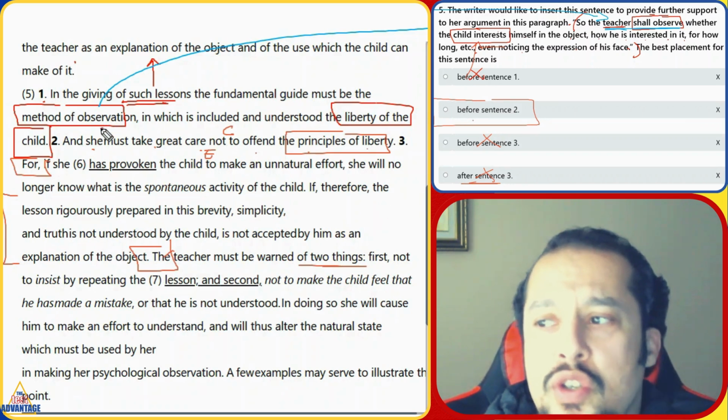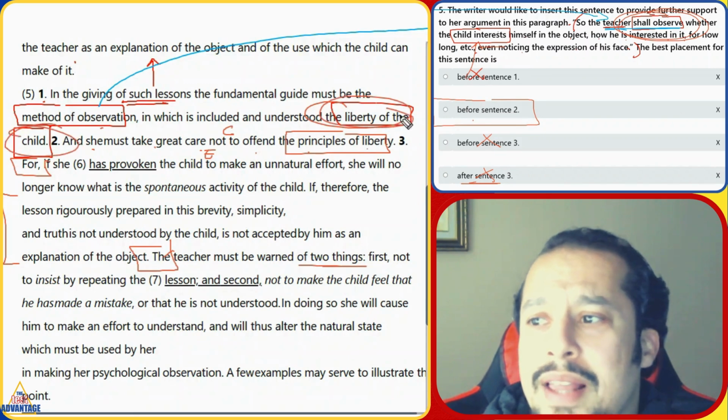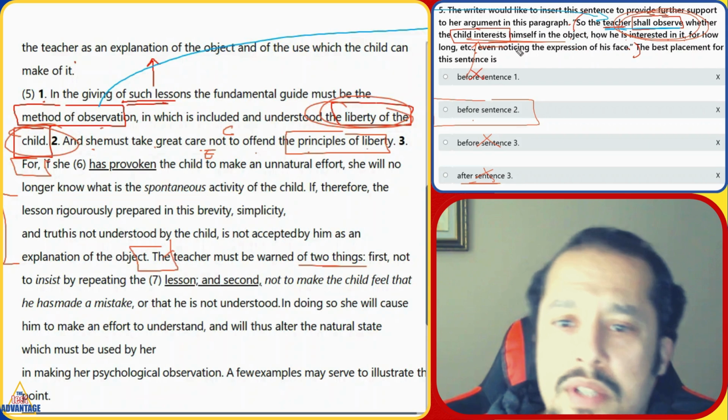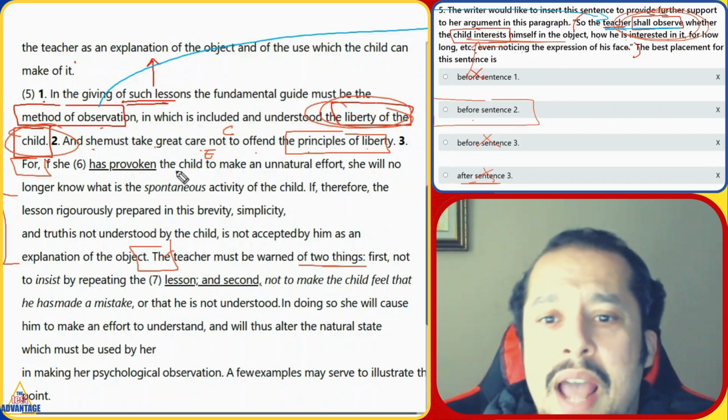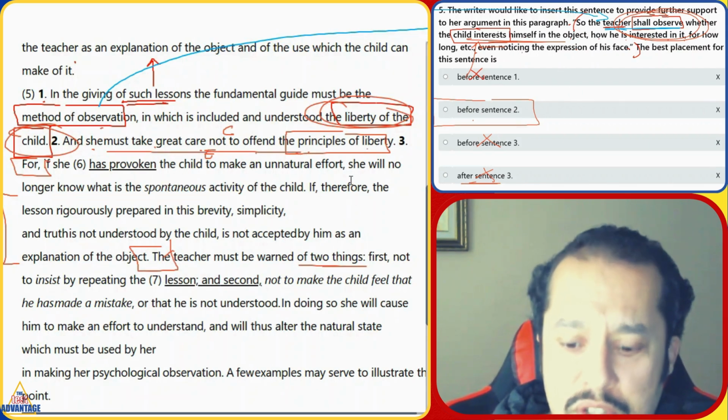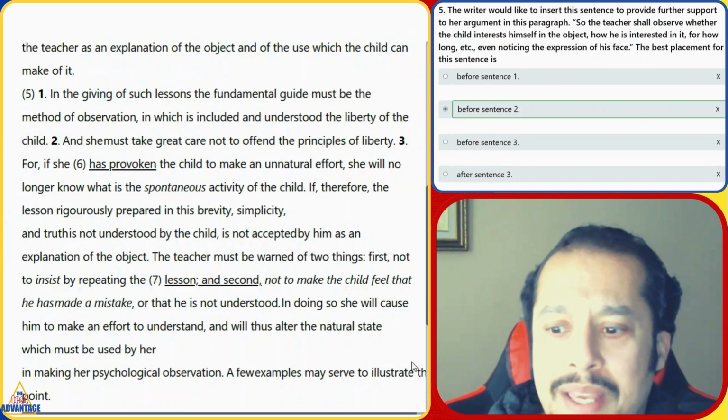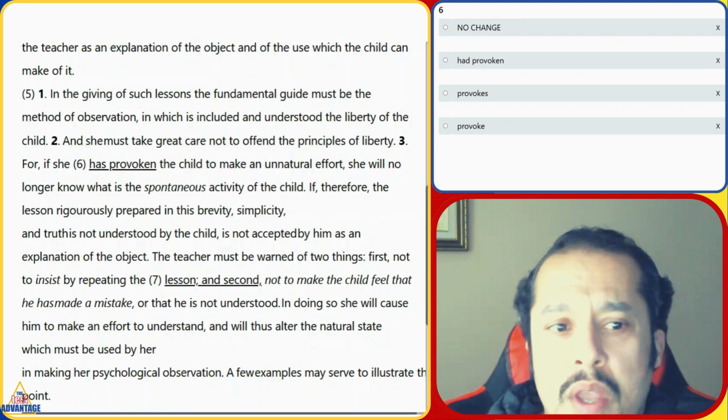We're talking about observation. The next sentence talks about observation. Here we talk about the liberty of the child and then it tells you about the child's interest. How is he interested in شعرت إيه? And then it says, take care not to offend these principles of liberty. So answer B is the best answer.